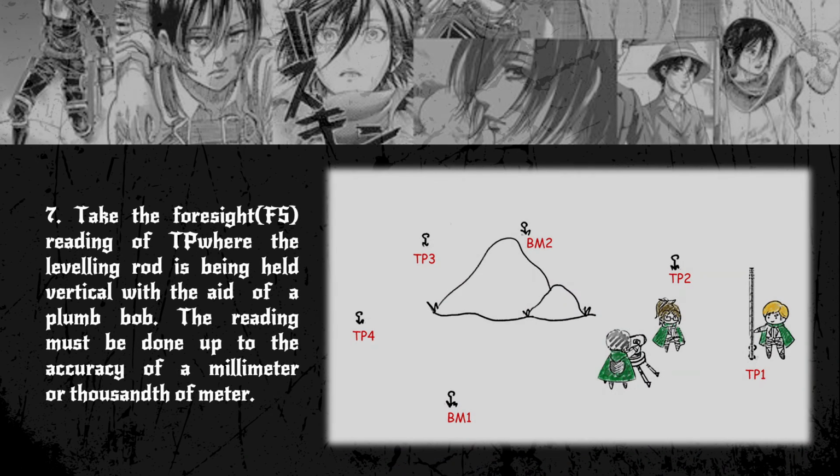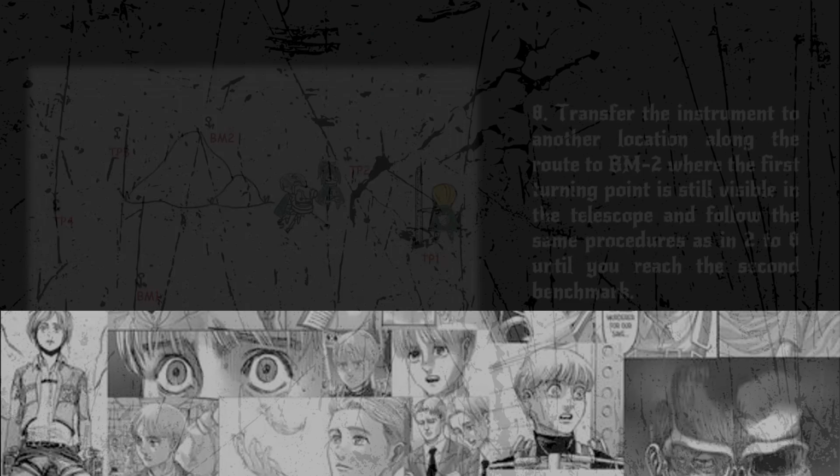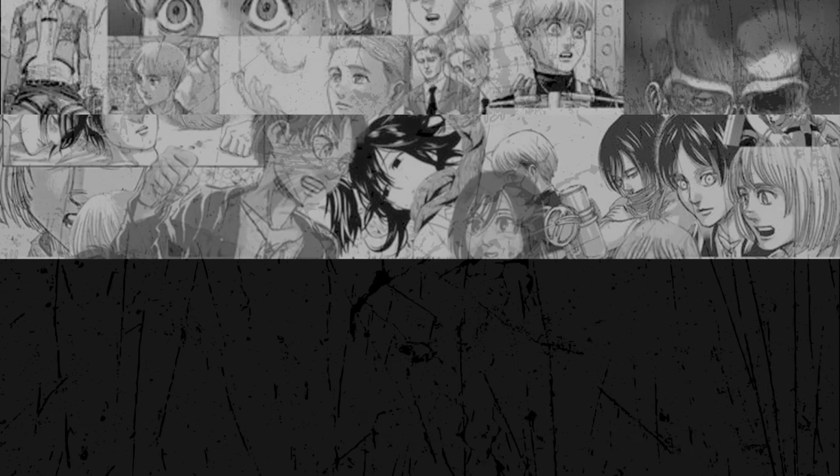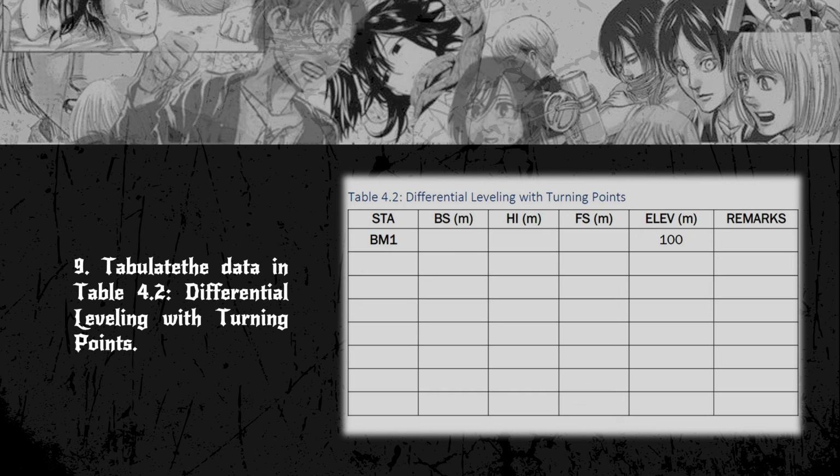Number 7. Take the foresight reading of the turning point where the leveling rod is held vertical with the aid of a plumb bob. The reading must be done up to the accuracy of a millimeter or thousandth of a meter. Number 8. Transfer the instrument to another location along the route to BM-2 where the first turning point is still visible in the telescope, and follow the same procedures as in 2 to 8 until you reach the second benchmark. And finally, number 9. Tabulate the data in Table 4.2, known as the differential leveling with turning points.